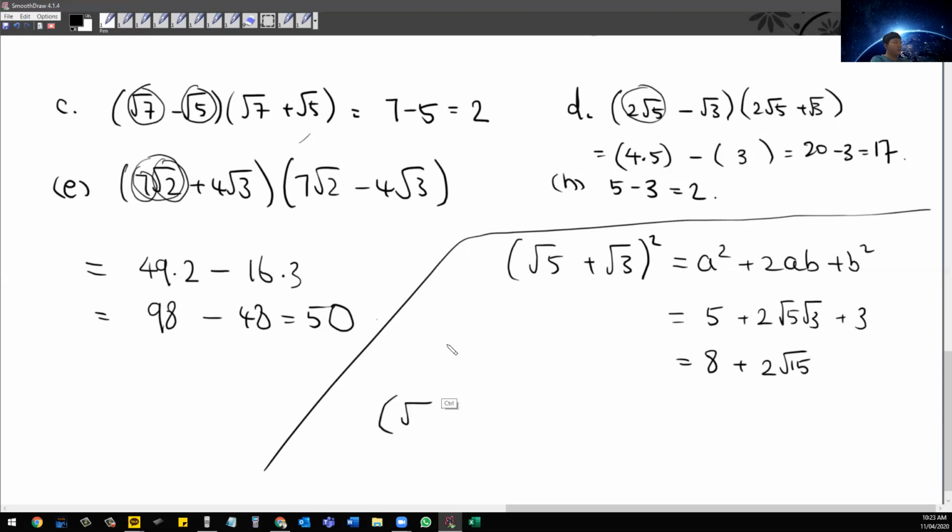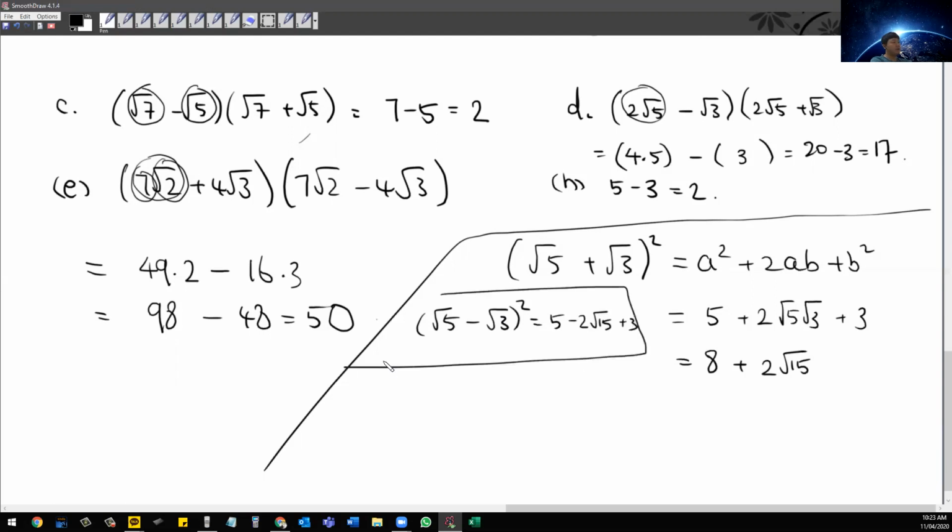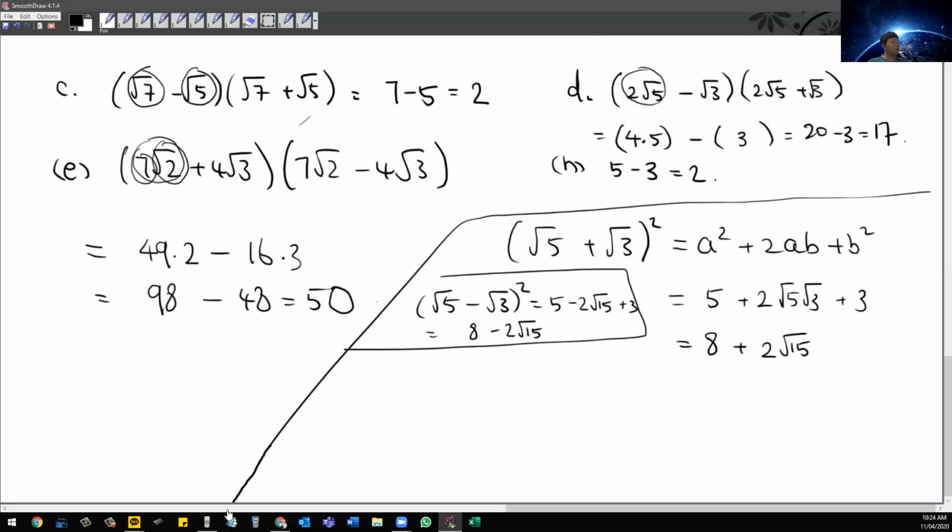Of course, if you have √5 − √3, the answer is all the same, but there's just a negative sign there, right? So it'll be 5 minus 2√15 plus 3. So this will become 8 minus 2√15, right? No problem. That's too simple.